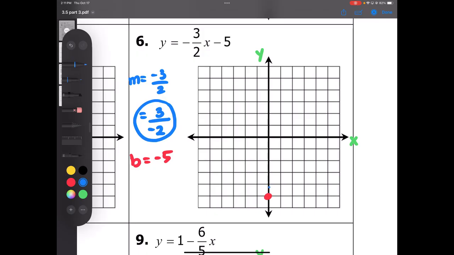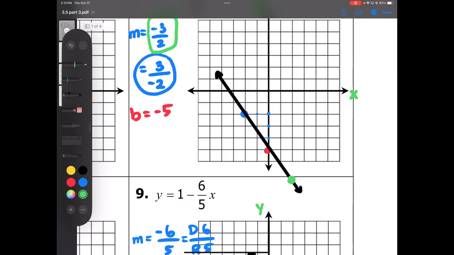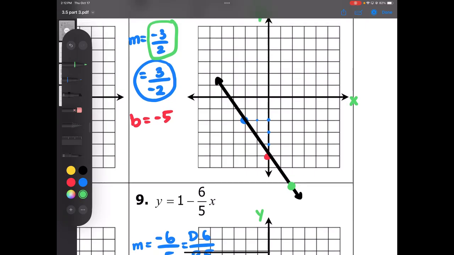So instead of going down 3, I'll go up 3. 1, 2, 3. And then that negative 2 means to go left. 1, 2. You will get the same line using either slope because they are the same. If you were to use negative 3 over positive 2, it should be right here somewhere. You see? It still hits that point. And that's it.